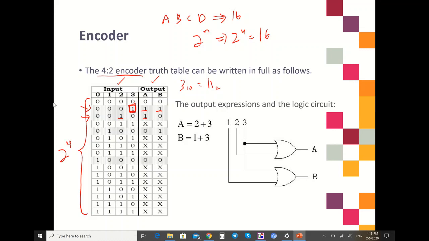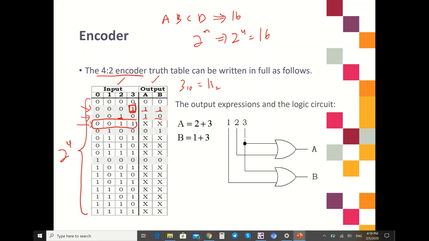And if you notice your output, there are some values that have X. Why? Because in an encoder, if you remember the explanation, an encoder may have several inputs, but you can only activate one number at a time. So why is this X? You refer to this row. What does this value mean? It means that at one time you press number 2 and you press number 3, right? You press 2 and 3 at the same time. So this cannot happen in an encoder, because an encoder cannot receive more than one input at a time.